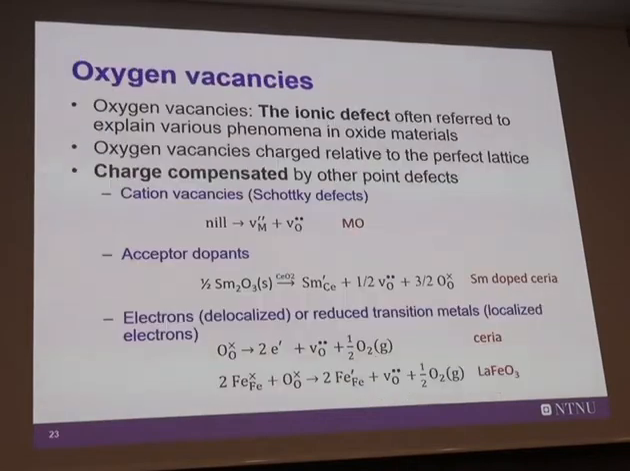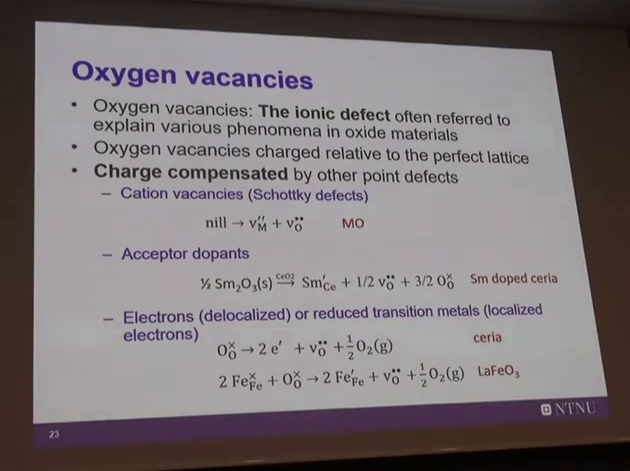Now I just want to stress what I already stressed several times, that oxygen vacancies are important in functional oxide materials. It's the ionic defects which are often referred to to explain various phenomena. It is often only said oxygen vacancy. But the point here is that the oxygen vacancy is charged relative to the perfect lattice, and you need charge compensation by other point defects. So if you are working in a system where you believe that the oxygen vacancy plays an important role for the functional properties, you have to look for another point defect in addition.